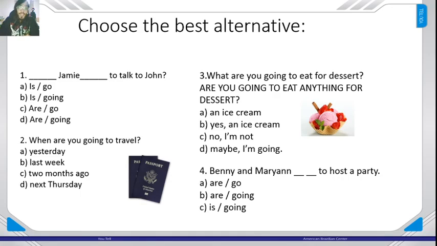Sentence number 4 is not a question, it's a sentence. It's an affirmative. Benny and Marion are go to host a party. Benny and Marion are going to host a party, or Benny and Marion is going to host a party. A, B, or C? Which is the correct alternative? Which is the best alternative to complete the sentence in number 4?